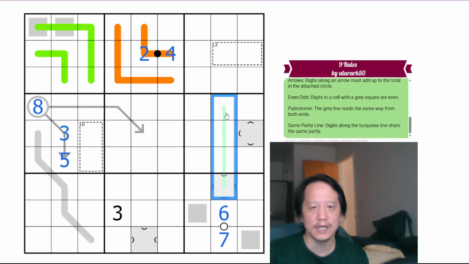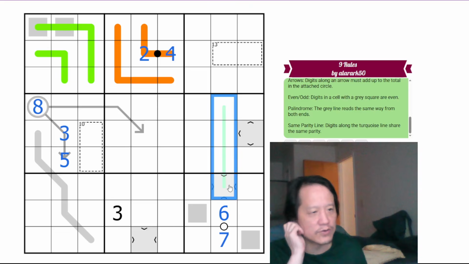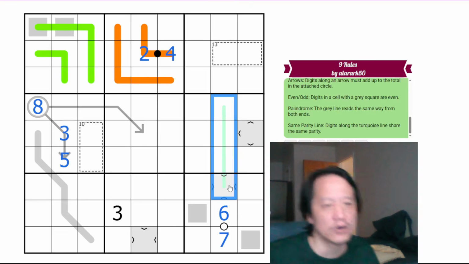And we have a same parity line, where digits along the turquoise line share the same parity. So all of these are the same parity. They're either all odd or they are all even.